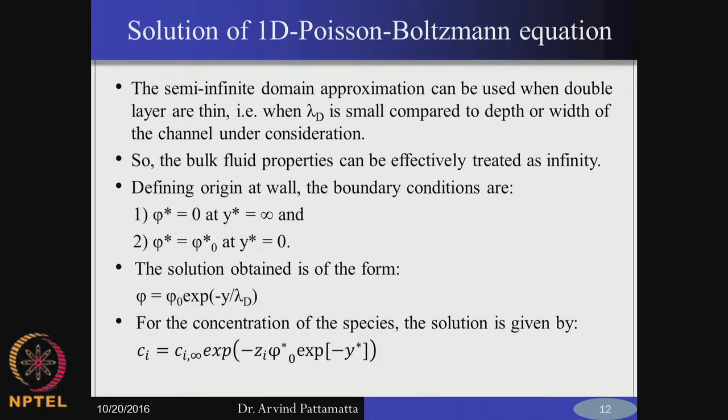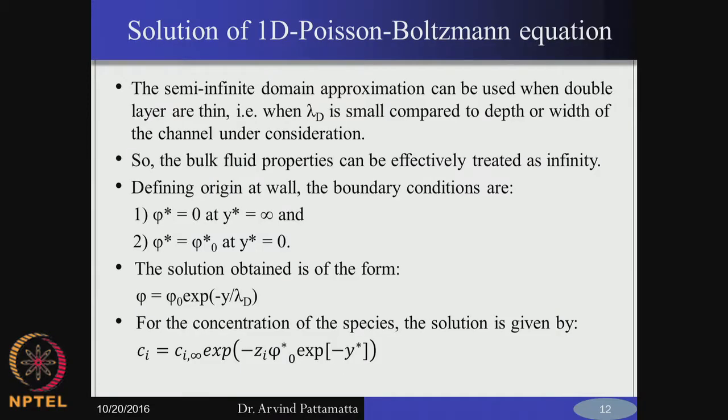So, you have the solution as C1 exponential plus mx plus C2 exponential minus mx, right. At y going to infinity, the exponential mx will also go to infinity, but the solution should be 0. Therefore, the constant C1 should be 0, and the solution should be C2 exponential minus mx. Use the second boundary condition and you will be able to find C2, which turns out to be phi naught.